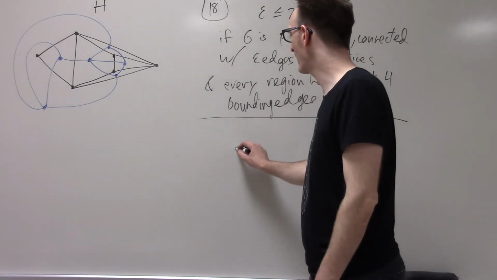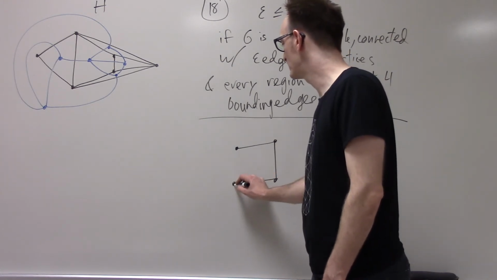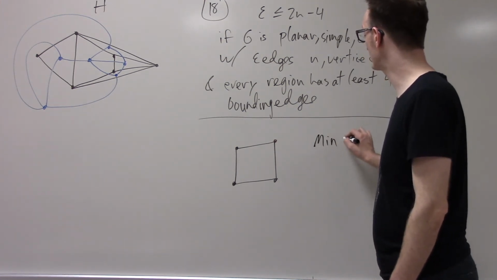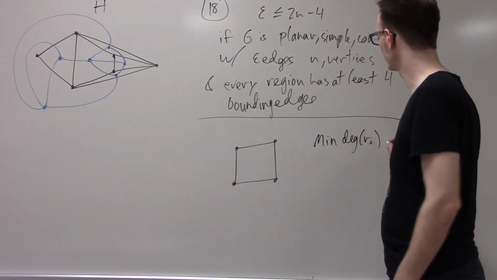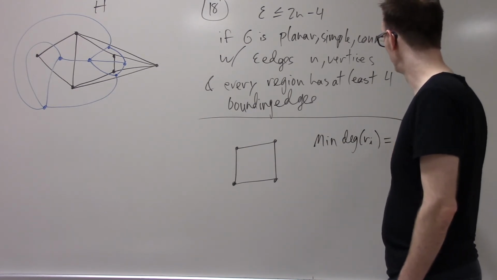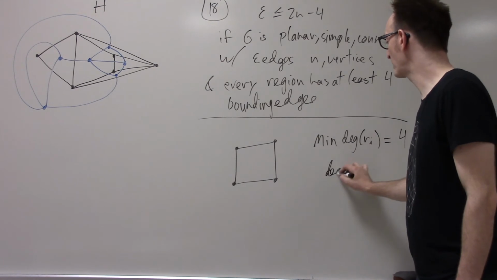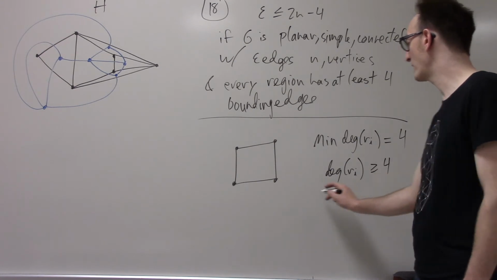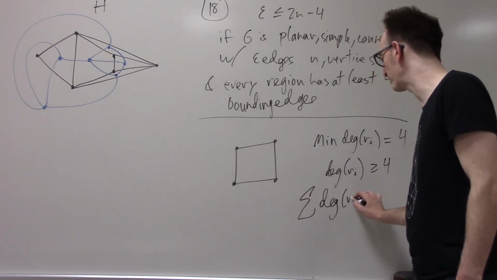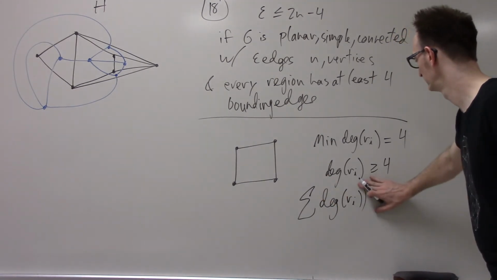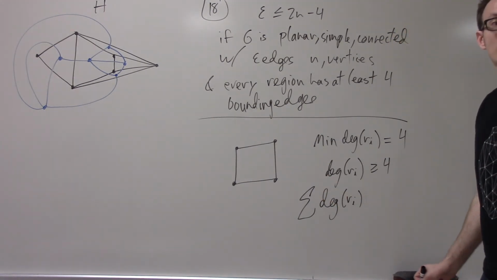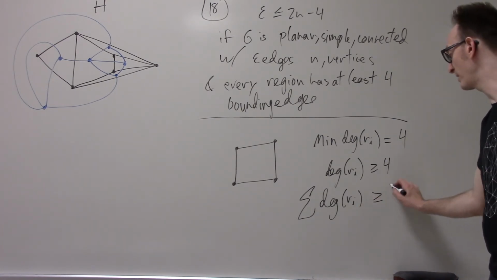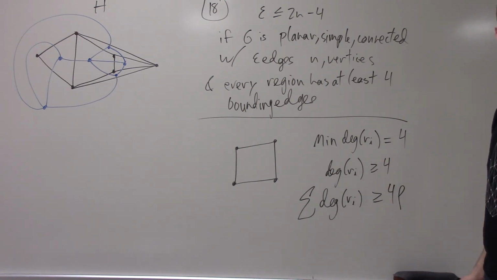Take every region. What do I know about every region? It's guaranteed to be bounded by at least 4 edges, right? Yeah. So what is the minimum degree of a region? 4, right? All right, so if the degree of every region is greater than or equal to 4, then what can I say about the sum of the degrees of all the regions? If every region has degree 4 or up, then if I add up the degrees of all the regions, it's greater than or equal to 4 times the number of regions, which is rho.